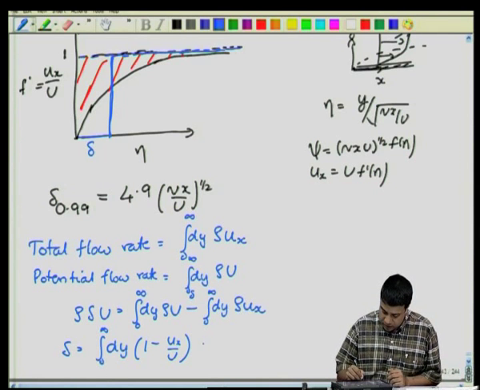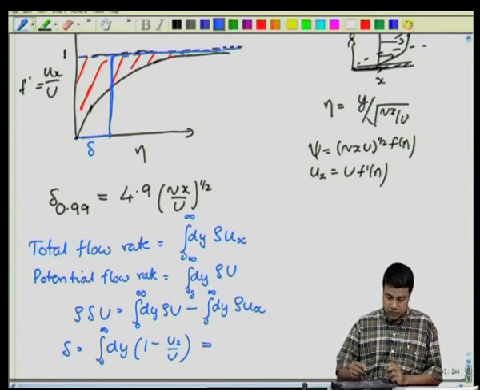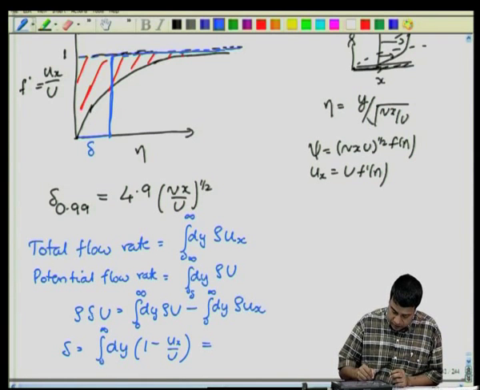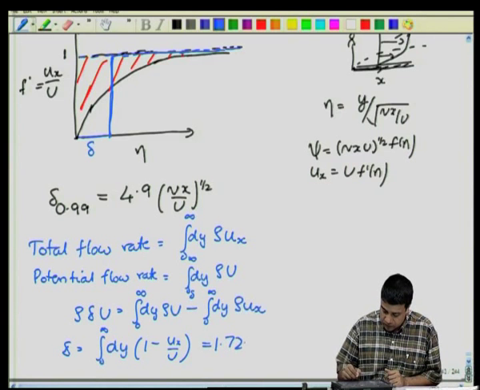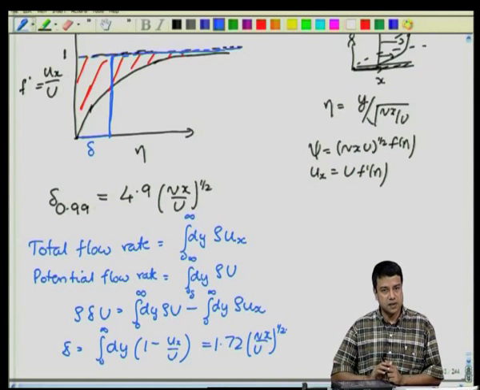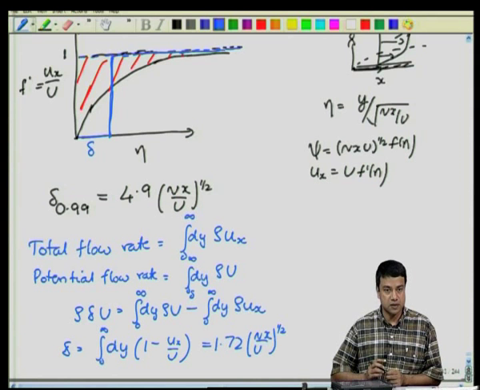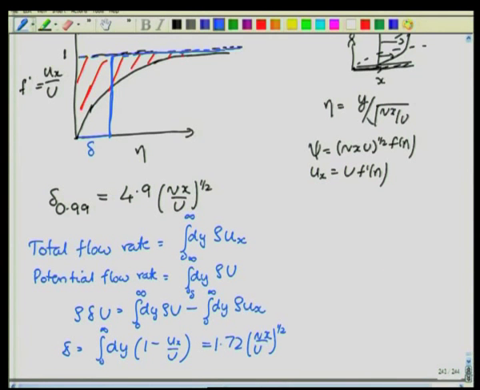If you calculate from the numerical solution, you cannot calculate it exactly. The displacement thickness has to be calculated from the numerical solution. This turns out to be equal to 1.72 times (nu x by U) to the power half. So, this is the displacement thickness. The boundary layer thickness is commonly taken as the distance at which the velocity reaches 99% of the free stream velocity.